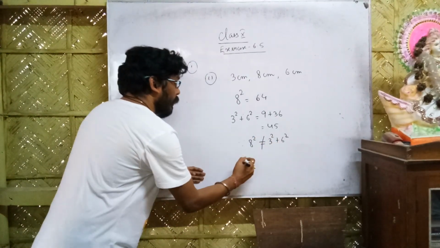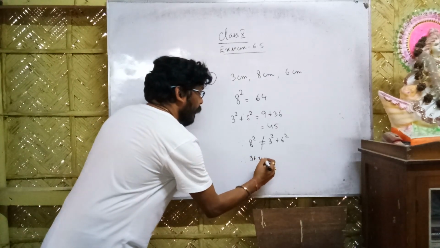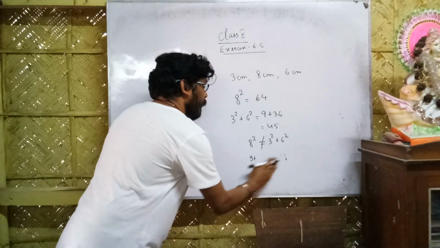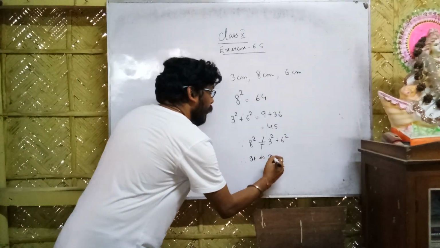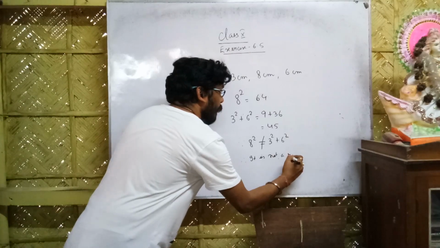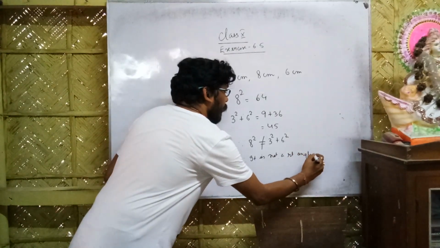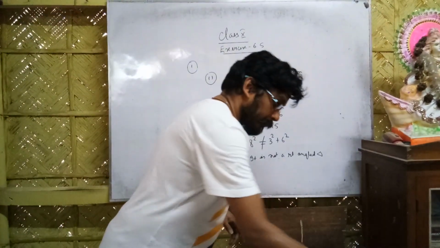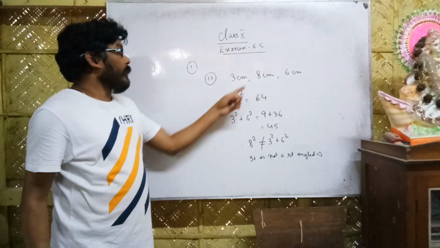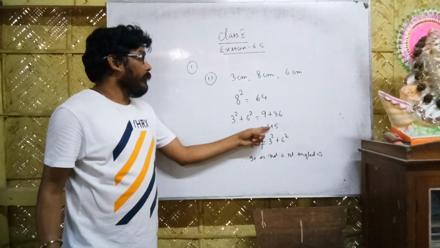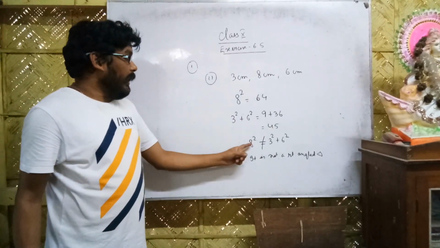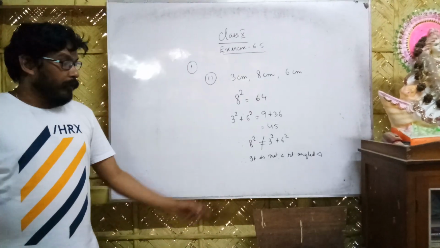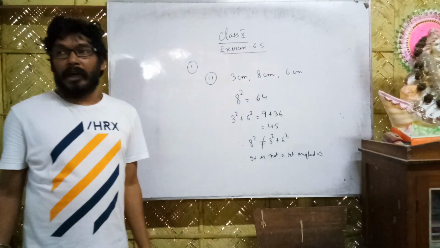6 square. Therefore, it will not form a right angle triangle. It is not a right angle triangle. Right angle triangle. Okay. So 8 square 64, 3 square plus 6 square, 9 plus 36 45. 8 square is not equal to 3 square plus 6 square. Therefore, it is not a right angle triangle. If not right angle triangle, you don't have to find out the hypotenuse also.